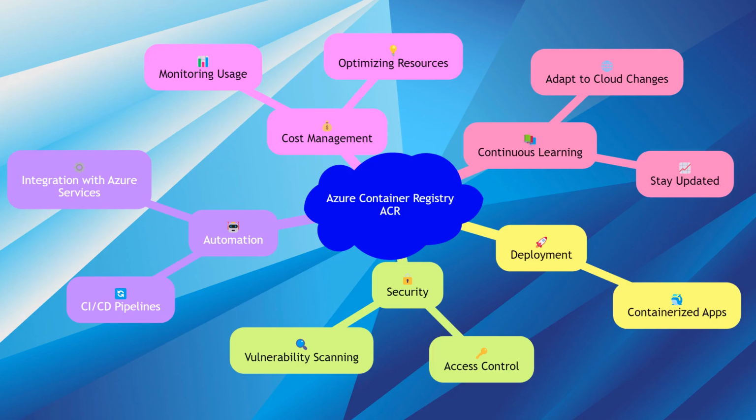Publishing an image to Azure Container Registry is a critical step in deploying containerized applications on Azure. By understanding the setup, security, automation, and cost management aspects, you can effectively use ACR to streamline your DevOps processes. The next steps involve hands-on practice with ACR, setting up CI/CD pipelines, and integrating ACR with other Azure services to fully leverage its capabilities. Continuous learning and adaptation will ensure that you stay ahead in the evolving cloud landscape.